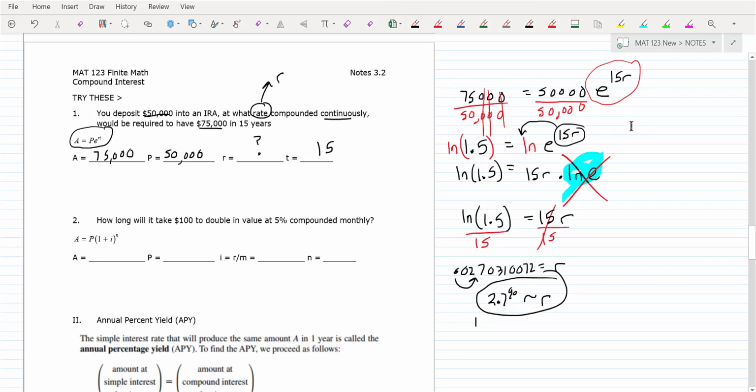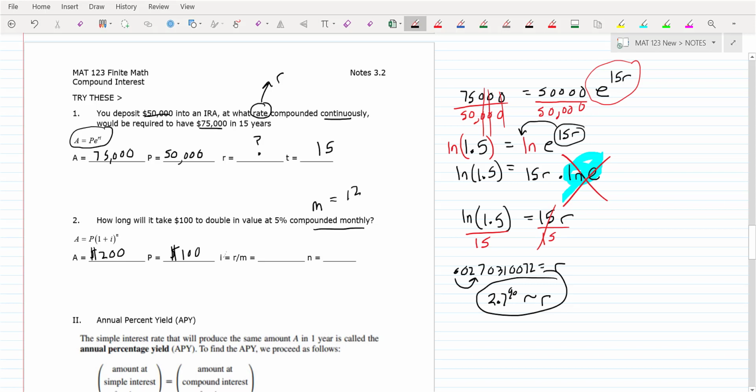Okay, so let's see. The next one here, let's set this one up and see if we can put it together. This says, how long will it take $100 to double in value at 5% compounded monthly? So what's the principal and what's the amount? What's the 100, is it the principal or the amount? That's what you're starting with. Can you tell me what A is? I didn't give it to you. 200. How do you know? Because it doubles. So you figure that out. Now, what is m? If it says compounded monthly, then what's m?